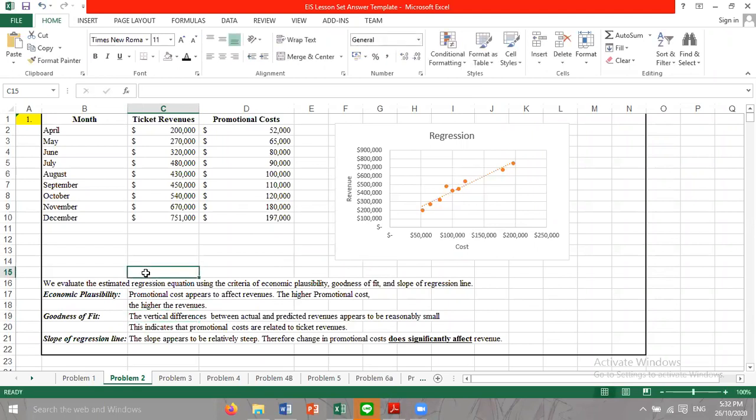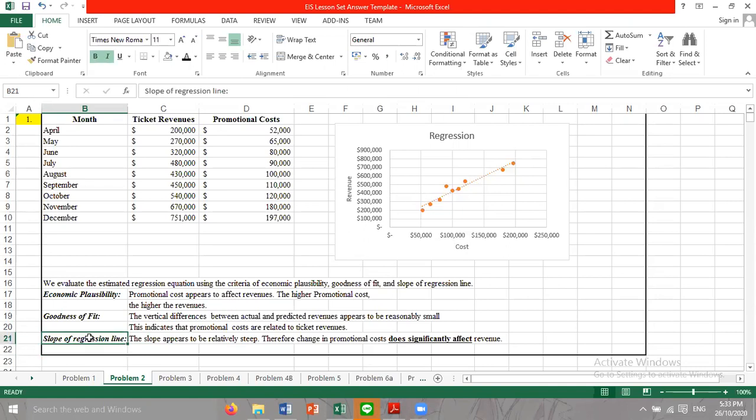Next is slope of regression line. The slope of the regression line measures the coefficient between the revenue and costs, whether a small change in cost will create a big change in revenue or not. In this case, as we can see, the slope is quite steep, so we know that a small change in cost will cause a relatively big change in revenue.